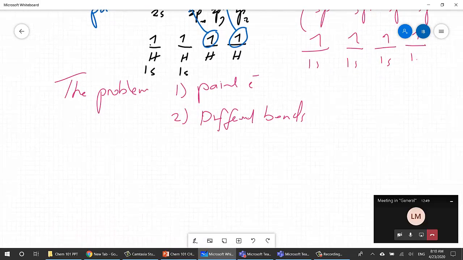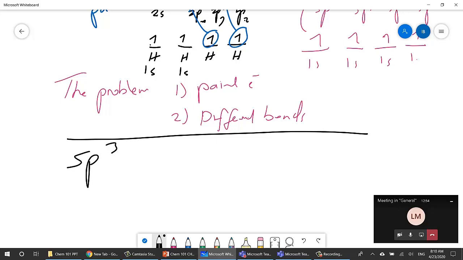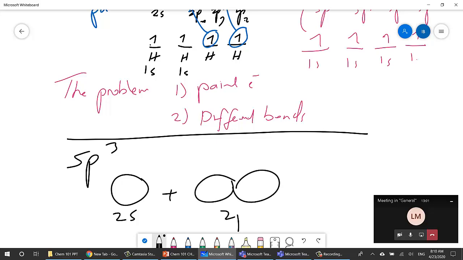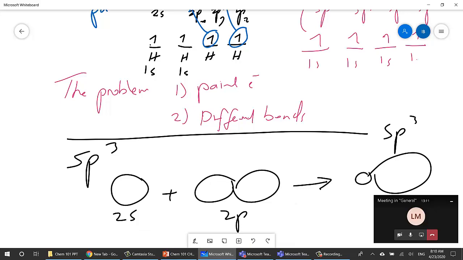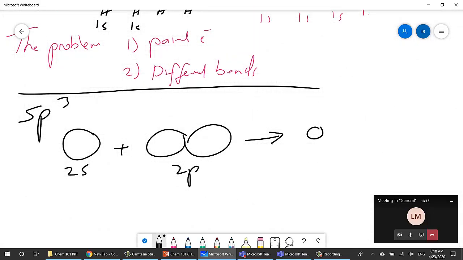What does an sp3 orbital look like? An sp3 orbital looks like this, because you are mixing a 2s orbital with a 2p orbital. This is the shape of the 2p orbital. You're going to get something like that. This is the sp3 orbital. It looks like that. It has a small sphere and a big sphere. It's kind of a 2p orbital, but kind of polarized. This is the sp3.